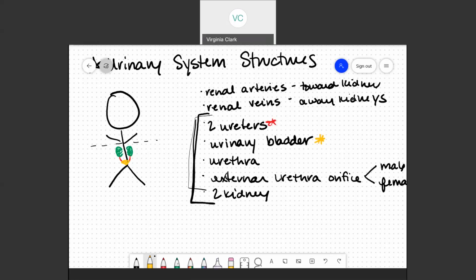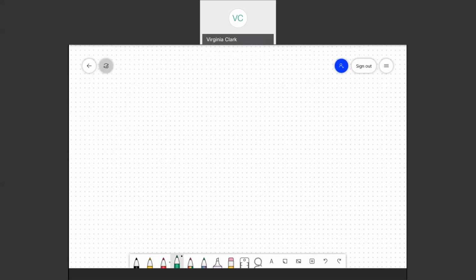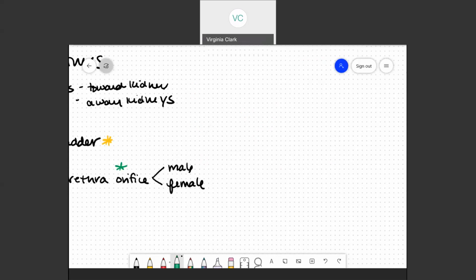That one urinary bladder will then have the urethra that will then lead to the external orifice and dump out of the body. So this is kind of how it looks if we were to blow this up and take it off of our little person. These structures look, here is our midline of the body.